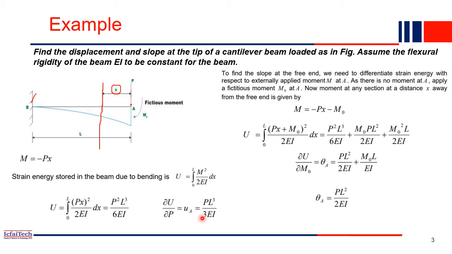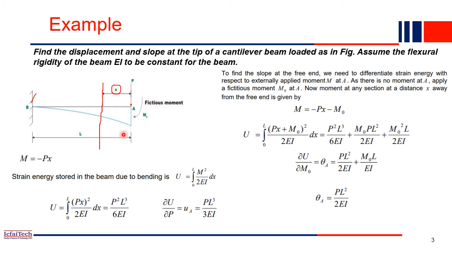Very simple. First we write the strain energy equation, and then we just take the derivative with respect to the force. If we are finding the displacement, this directly gives the displacement. So this is the displacement at point A. Partial problem solved.